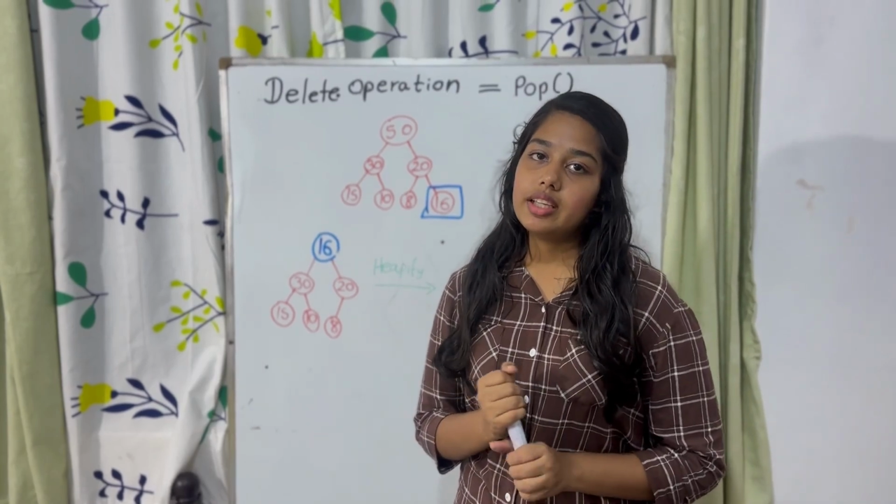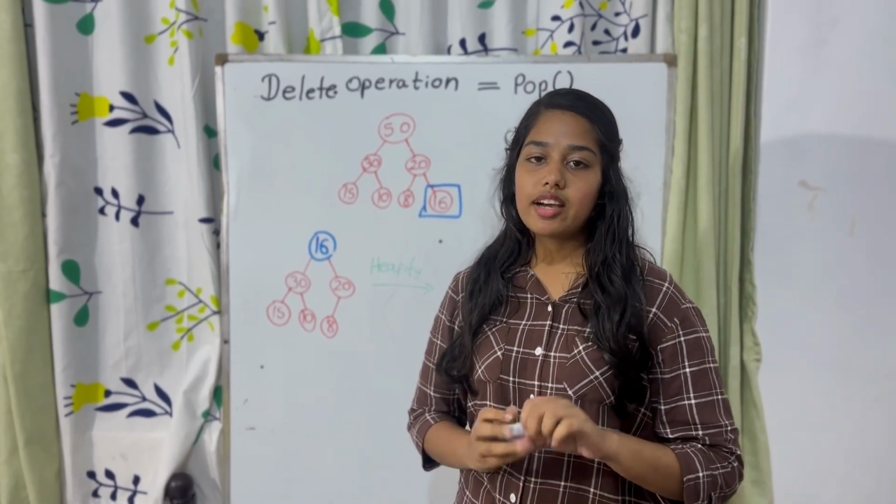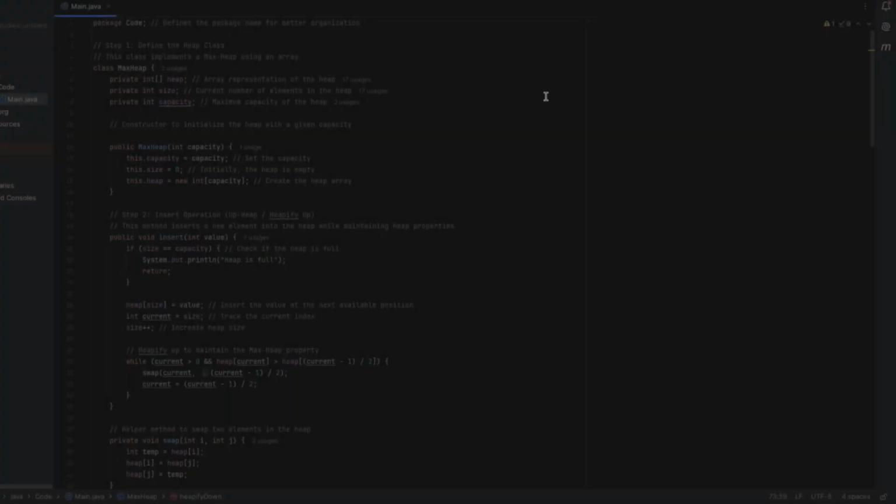Next we will see the Java implementation. This is our code implementation. Our first step is to define the heap class. This class implements a max heap using an array. Here we have three variables that are used in our constructor. This constructor initializes the heap with the given capacity.